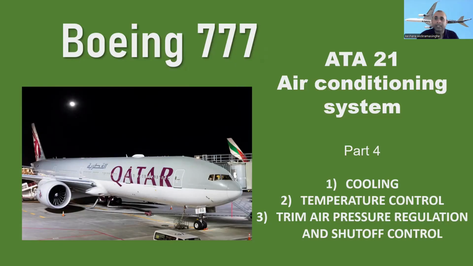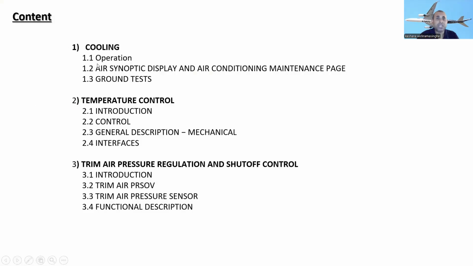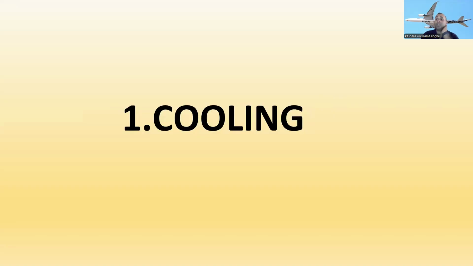Let's go to the content. Under cooling I will explain operations, the air synoptic display, the air conditioning maintenance page, and the ground test. The second one is temperature control, under which are the introduction, control, general description, mechanical and the interfaces. And the third one is trim air pressure regulation and shut off control. Under this I'm going to explain the introduction, trim air pressure shut off valve, trim air pressure sensors and the functional description. Let's go to the first one, cooling.